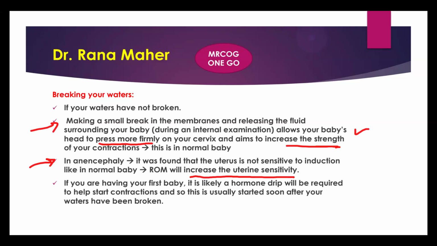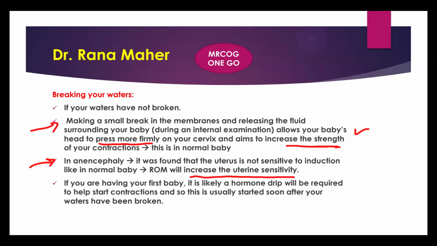Okay, guys? In anencephaly, the problem is that the head is not down. Usually anencephaly will present with a breech, in most of the cases. So at that time, this mechanism of pressing more firmly on the cervix will not work. But what will happen is that it will increase the sensitivity of the uterus to the medications to contract. You got that point? You got the difference between the normal and the anencephaly?